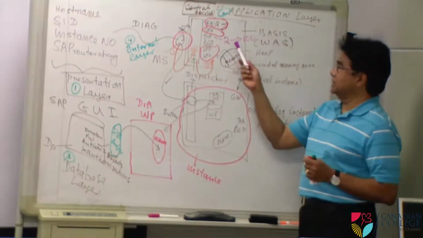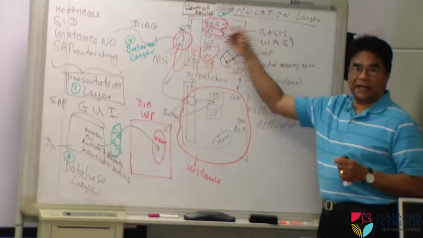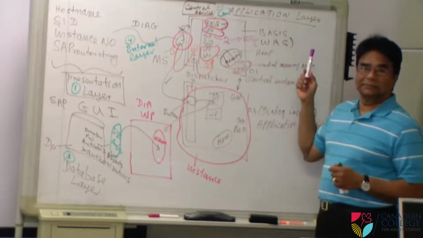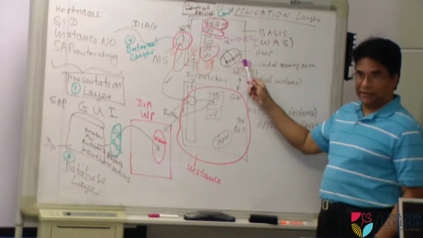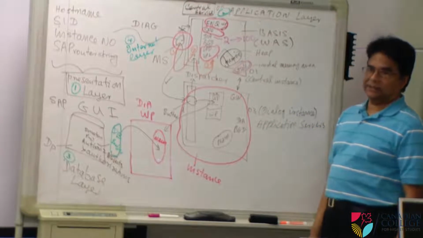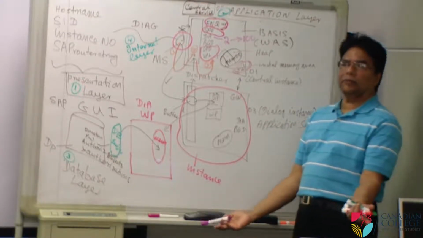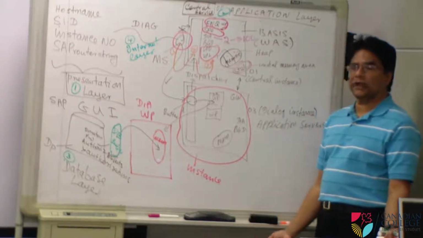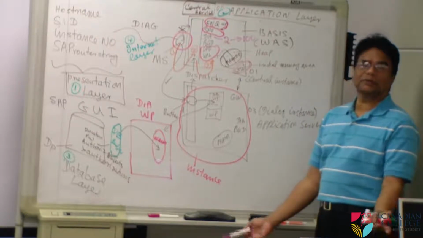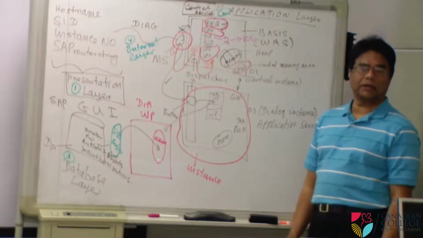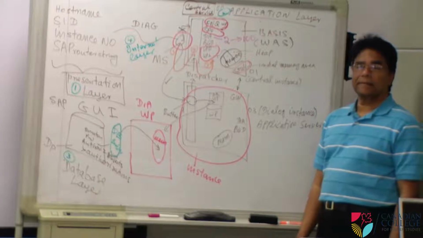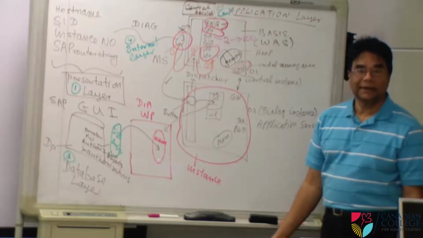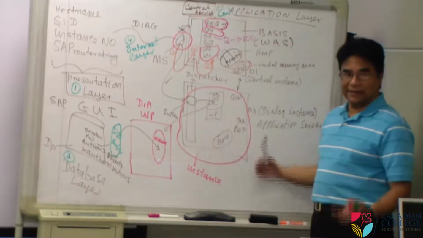This amount is for an instance or for the entire SAP system? For instance. This is only for the instance. Only for one instance. So if you want more dialogue work process, what is the option you have? You add more instances. Add more instances.